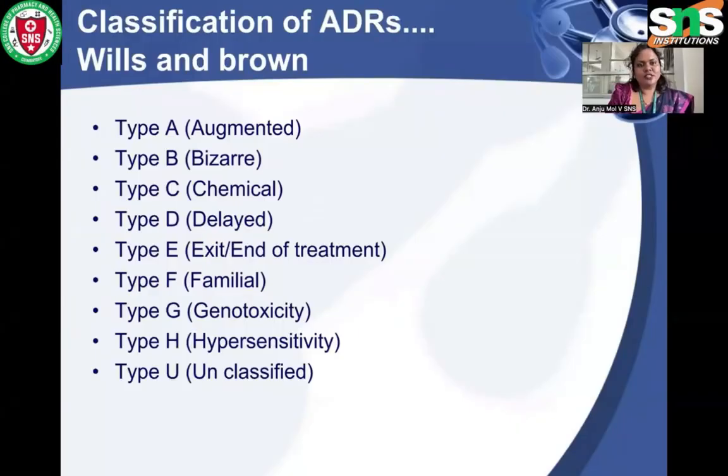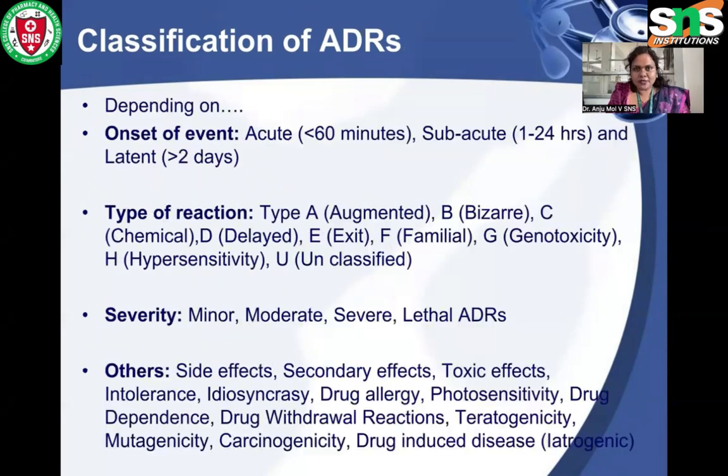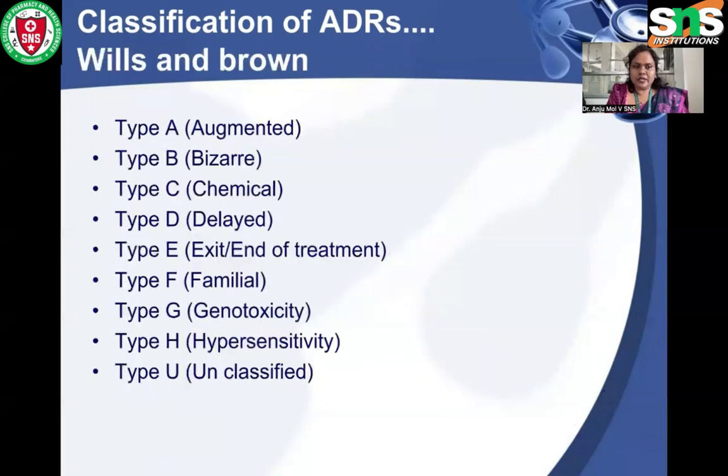We are going to discuss the remaining part, that is, the classification of ADR. As we have seen, ADR can be classified based on their onset of event, types of reaction, severity, and based on some other factors also. Here, let's discuss based on types of reaction.